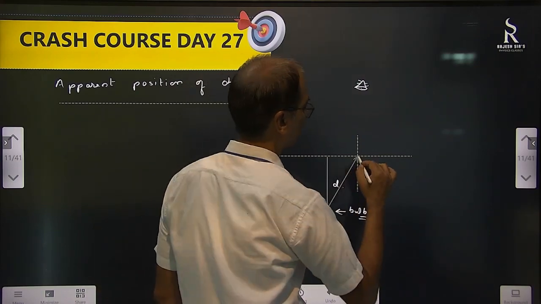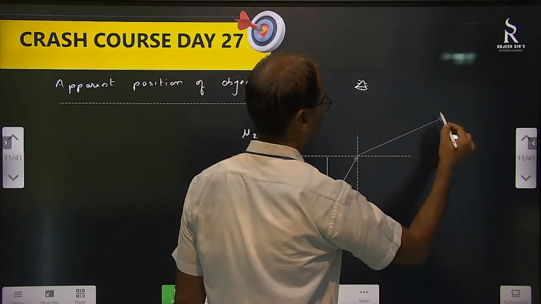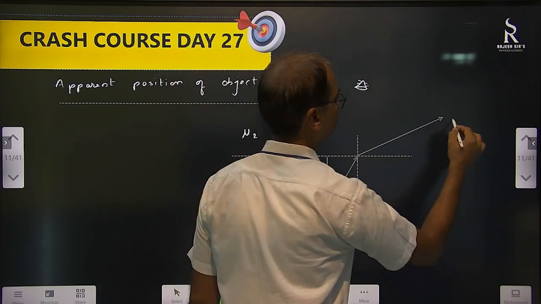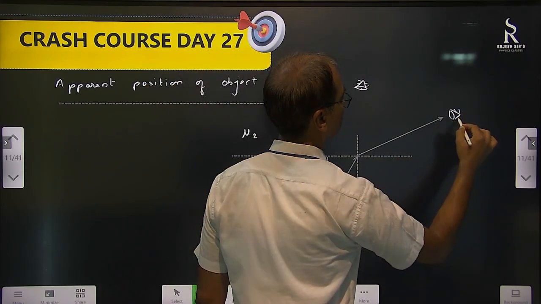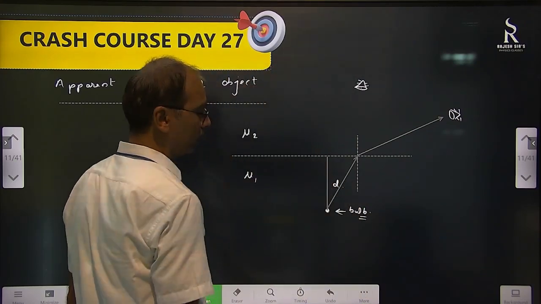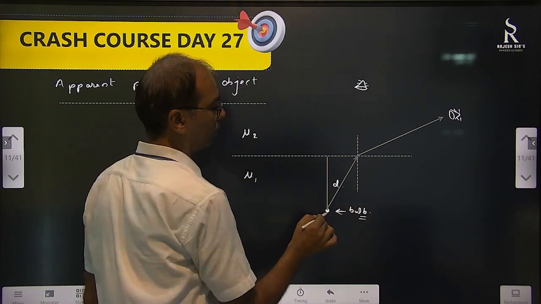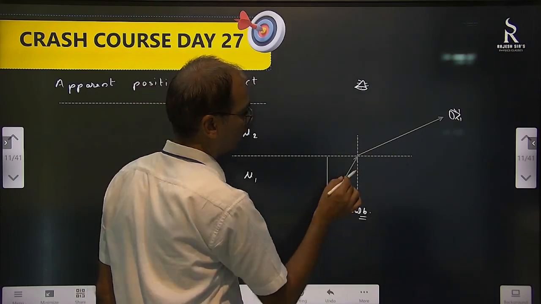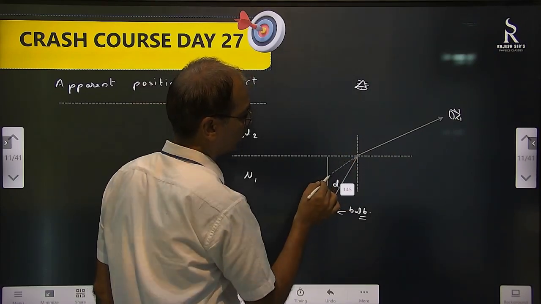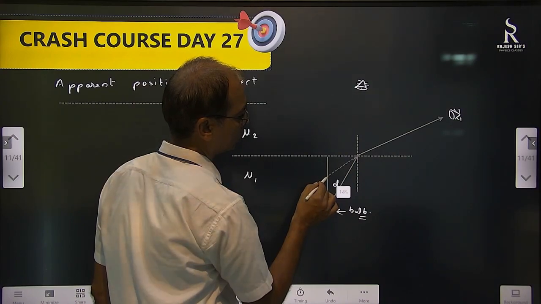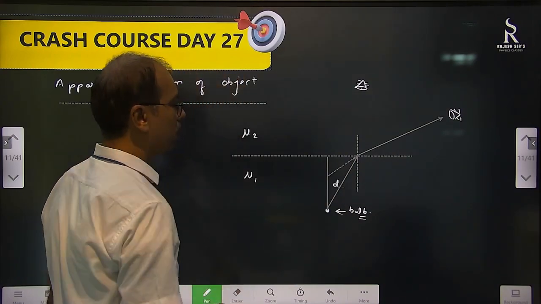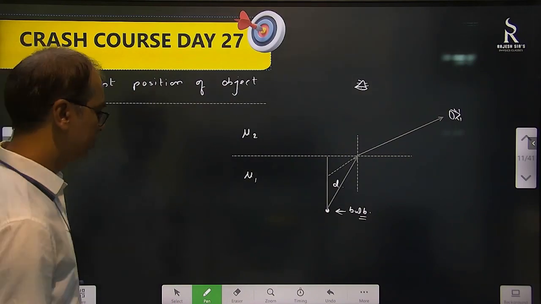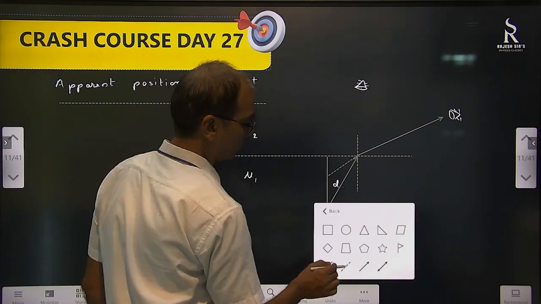It will not find the object at the same point, it will find it somewhere else. So what light is going in his eyes? This light is going. Because of that, what does he feel? Light is not coming from here, light is coming from somewhere else. So according to that fellow, light is coming from this point, and this point we call the apparent position. Apparent position. Let's say this is x.